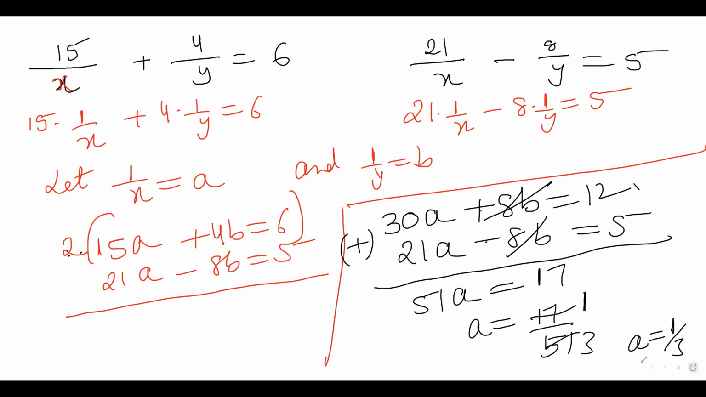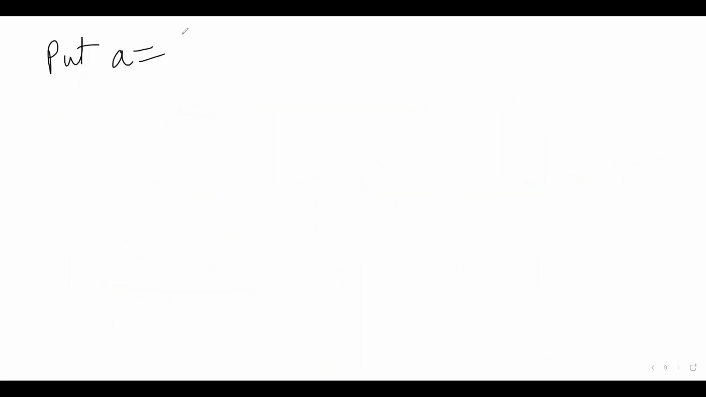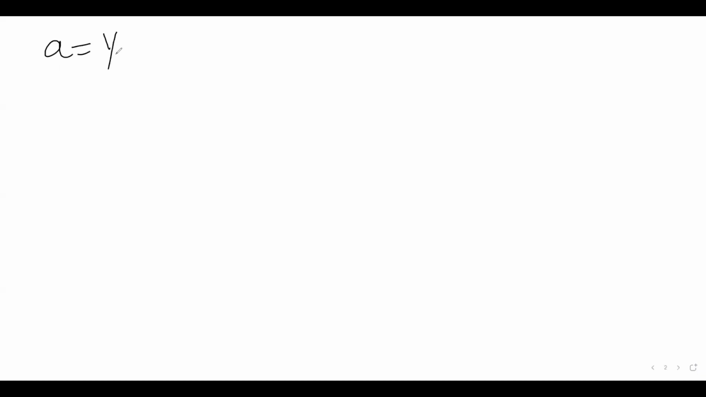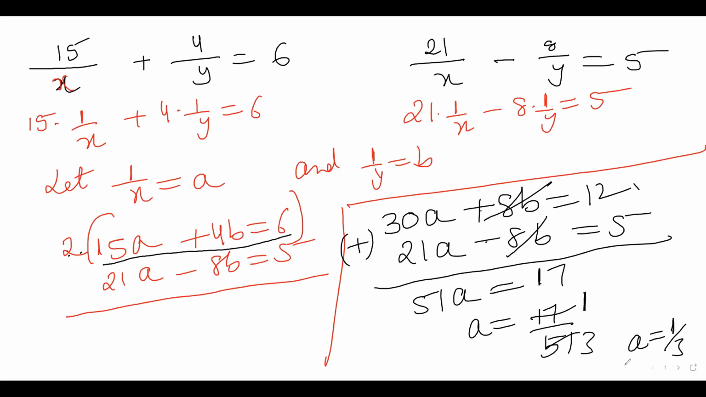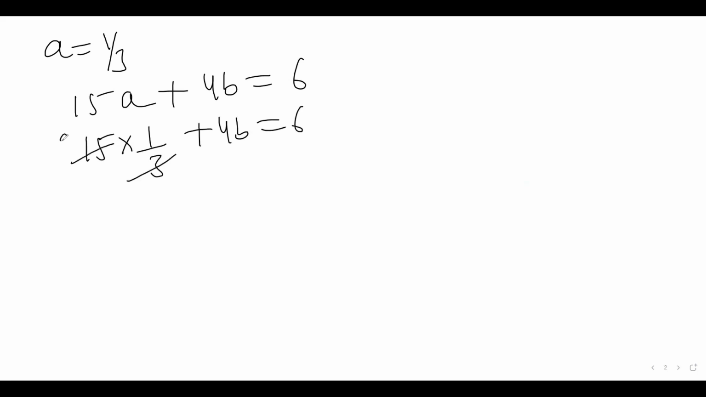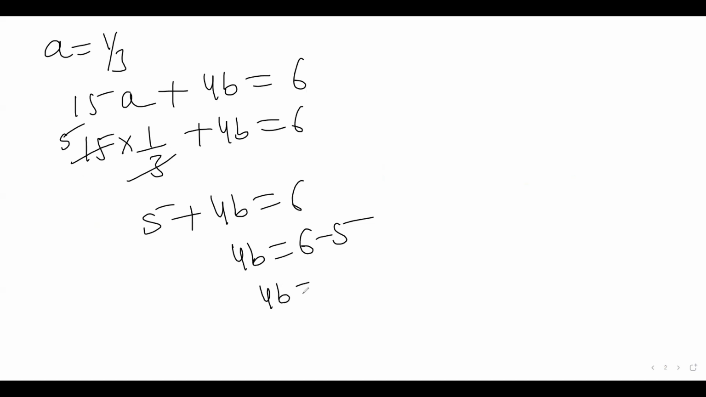Put the A value in equation 1. Put A is equal to 1 by 3 in equation 1. So write equation 1: 15A plus 4B is equal to 6. 15 into 1 by 3 plus 4B is equal to 6. 3 into 5 is 15, exactly 5 times. 5 plus 4b is equal to 6. 4b is equal to 6 minus 5. 4b is equal to 1. B is equal to what? 1 by 4. So I got A is equal to 1 by 3, B is equal to 1 by 4.